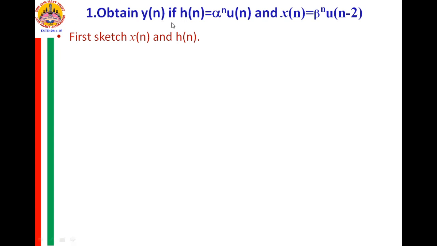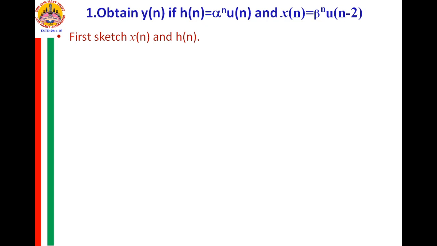Here I have considered h[n] equal to alpha raised to n u[n], and x[n] equal to beta raised to n u[n minus 2]. My assumption here is that alpha and beta both are less than 1. Now, if alpha and beta are less than 1, what should be the nature of the exponential that we are going to sketch, and how does it exist? If h[n] is alpha raised to n u[n] and x[n] is beta raised to n u[n minus 2], from what value of n do they start and with what value of n do they end?